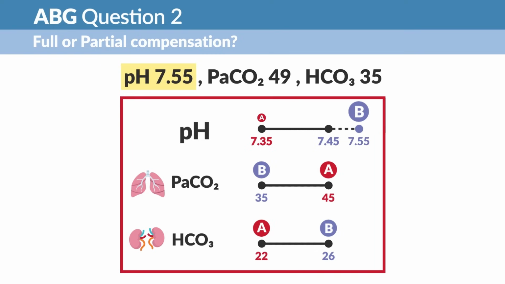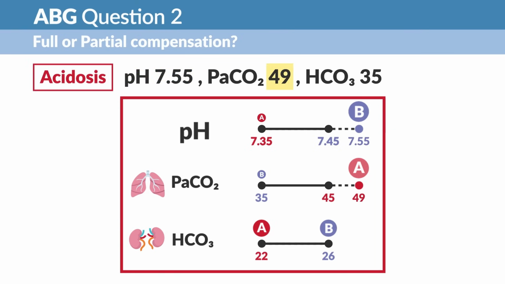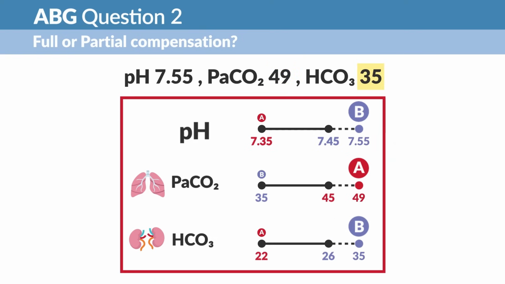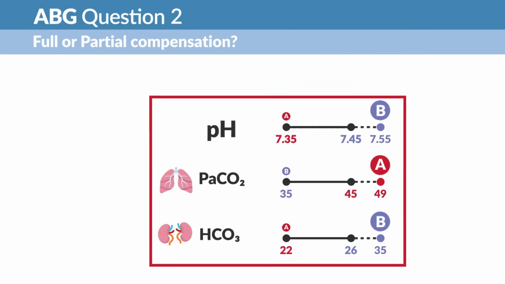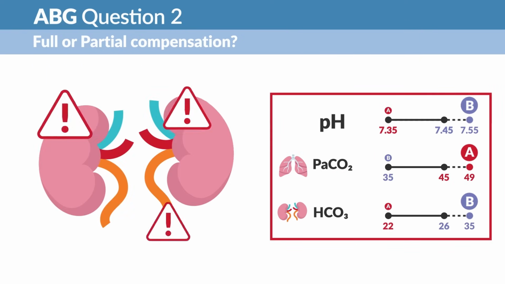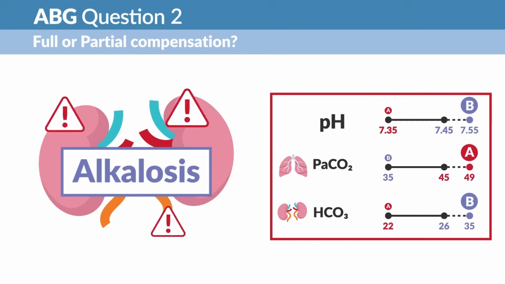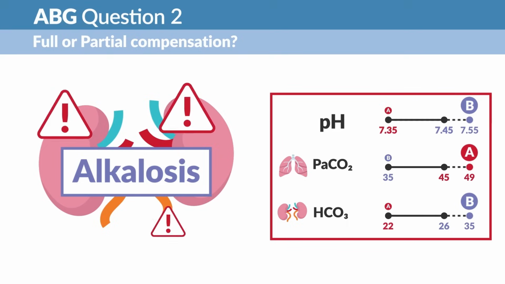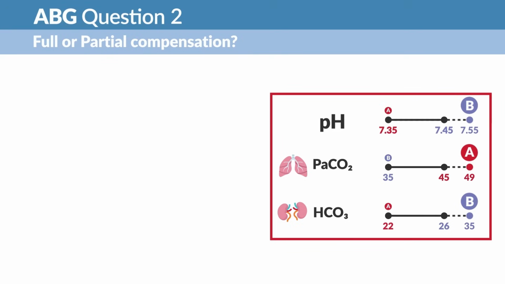Step number 2, we're going to find our base match here. So CO2 is in the acid area of 49, but it doesn't match to our pH base. Now bicarb is 35, that's definitely a base match. So 2 bases make a match. And the kidneys tell us it's metabolic, and the base, alkalosis. Metabolic alkalosis.